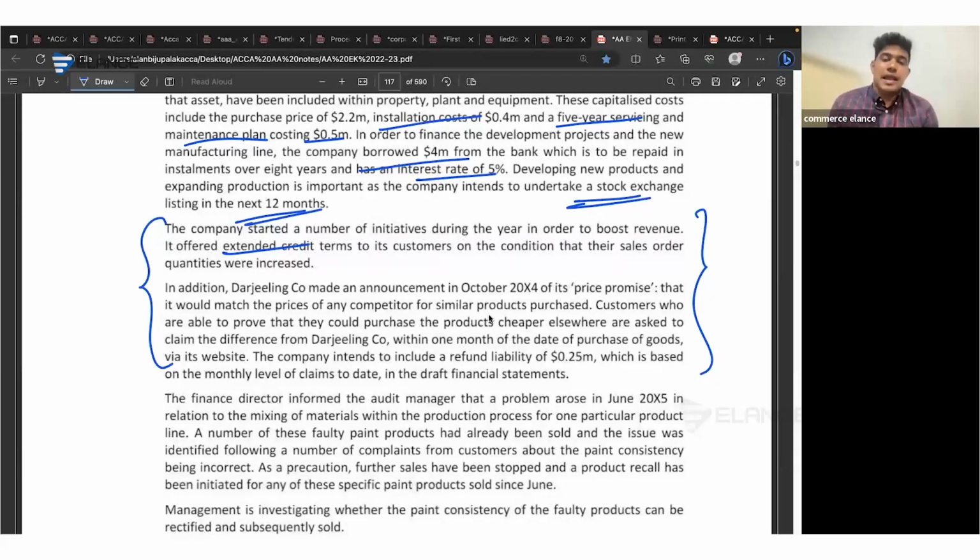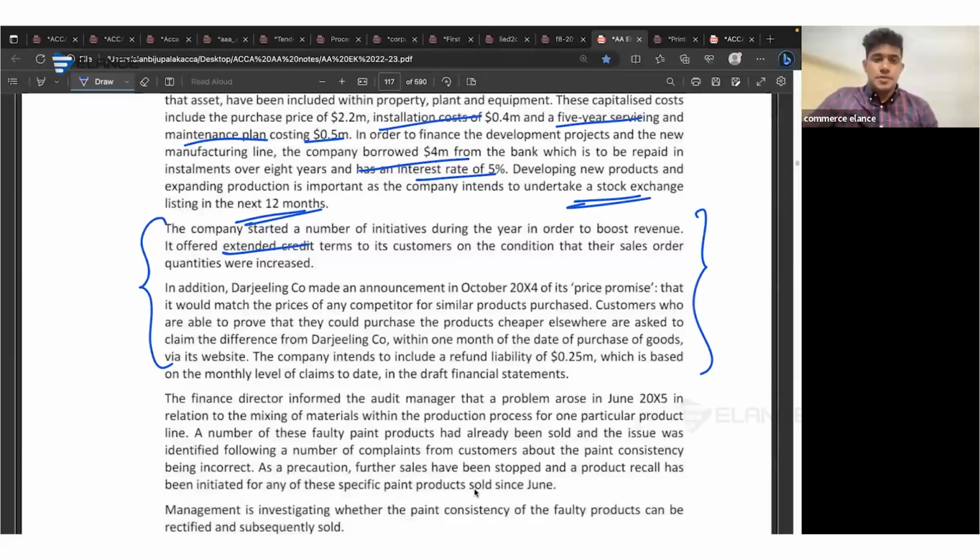And they said the refund liability is 0.25 million. And the problem is, well, we know that it's a subjective area. 0.25 might not be appropriate. In that case, revenue will be overstated and the deferred income will be understated. Clear? Yes. Okay. And what should be the response in that case?